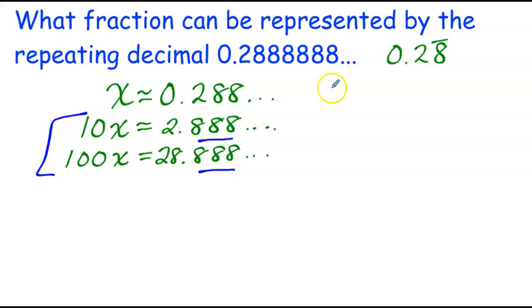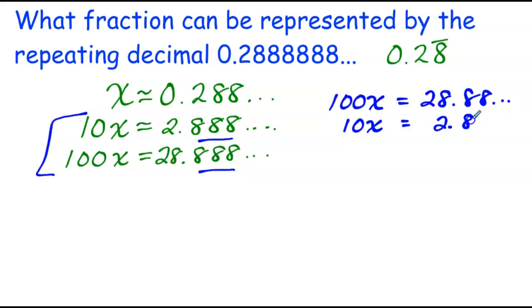So I'm going to perform a little bit of algebra, and I'm going to subtract these two quantities. So I'm going to have 100x is 28.888, etc. And 10x is 2.88, etc. When I subtract these two, and I do the same thing to both sides, these are equivalent, I'm going to say 100x minus 10x is 90x, and that's equivalent to 28.888 minus 2.888, which notice these 0.8 repeatings cancel out, so we can just do 28 minus 2 is 26. That means that 90x equals 26.